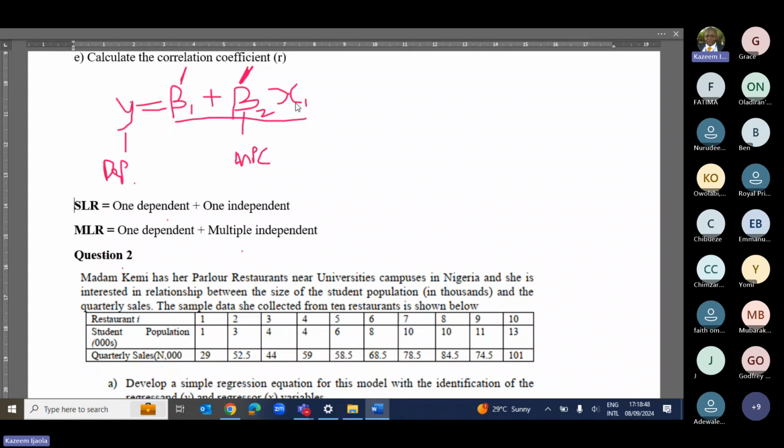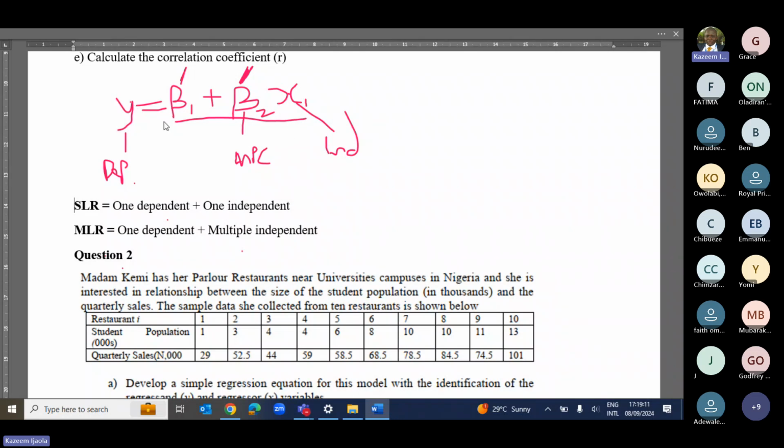Okay, this x1 is your independent variable. X1 is your independent variable. So this y is your dependent variable. Why? Because y depends on the outcome. So any changes in x will automatically affect your y. Okay, any change in your x will automatically affect your y.